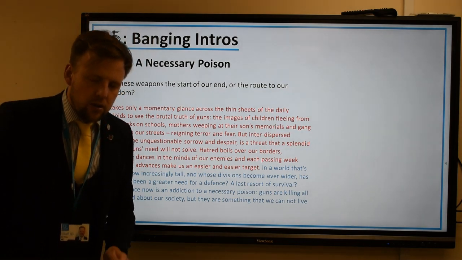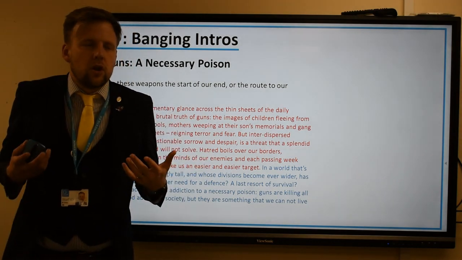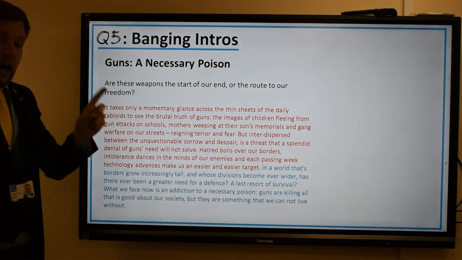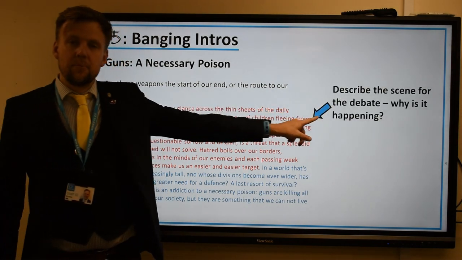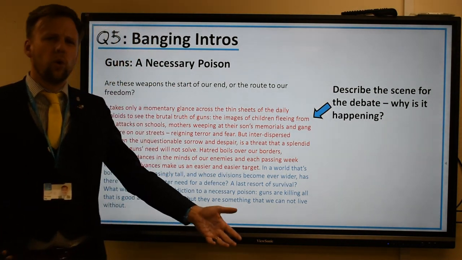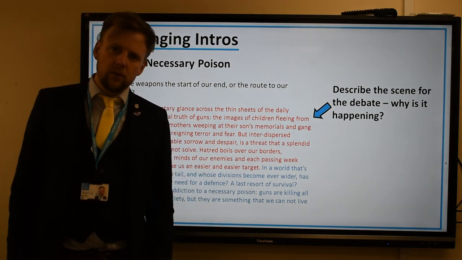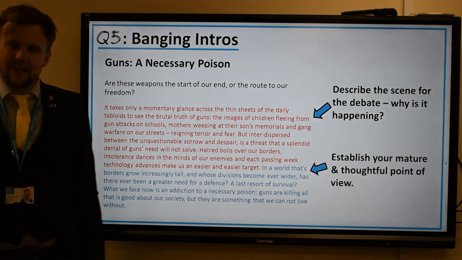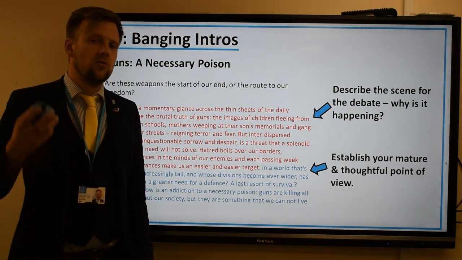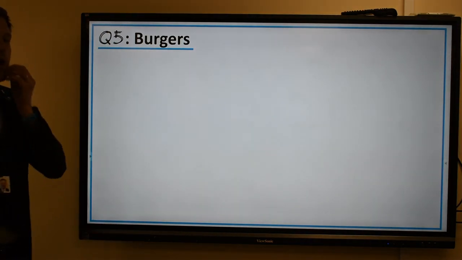Introductions. Do not go in and say, I agree with the statement because. No newspaper article, no speech, no letter has ever started like that. A tip I would give you is to describe, set the scene for the debate. Why are we talking about looking after vulnerable people? Why are we talking about guns? What is the point in the argument? Why is it relevant to us in 2021? And then after that, establish your point of view. That's a much more thoughtful way of opening your question 5 rather than just going straight into I disagree or I agree.